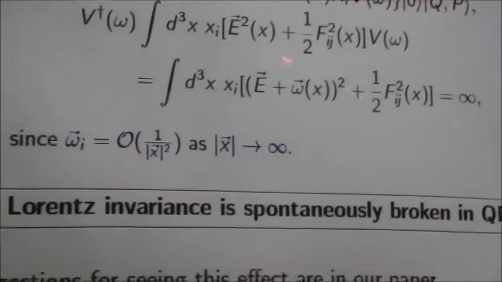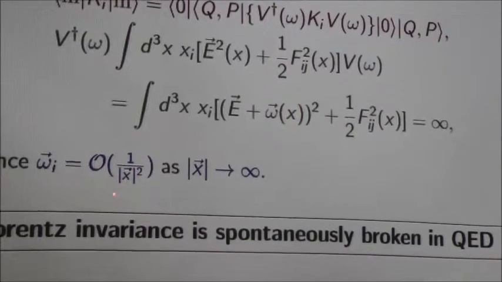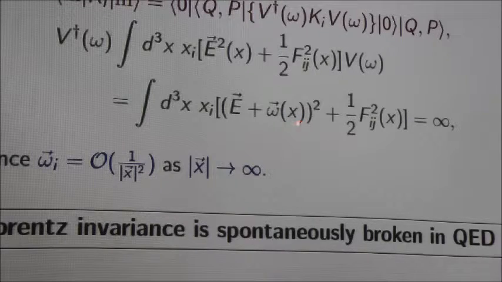So this is divergent because omega goes like 1 over x squared. So omega squared goes like 1 over x to the 4th, and there is a d4x. This logarithmically diverges. So boost is spontaneously broken.